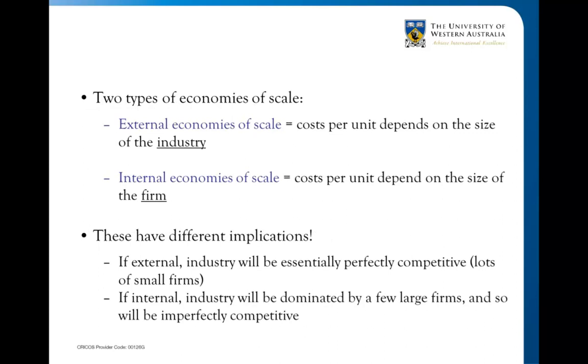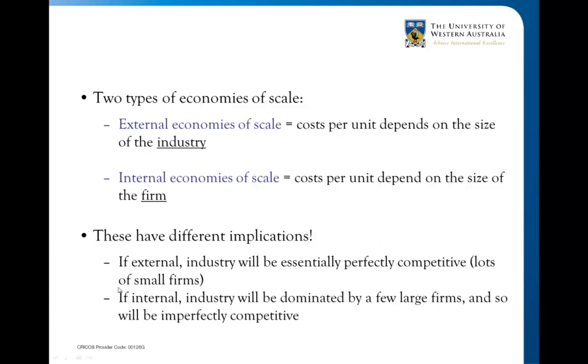Now, specifically, there are two types of economies of scale. First of all, we're going to look at external economies of scale. When we talk about external economies of scale, we're saying that the cost per unit, average cost, depends on the size of the industry overall. Whereas with internal economies of scale, we're saying that the cost per unit depends on the size of the firm. And they have very different implications, and that's one of the things we're going to explore in the next few videos.